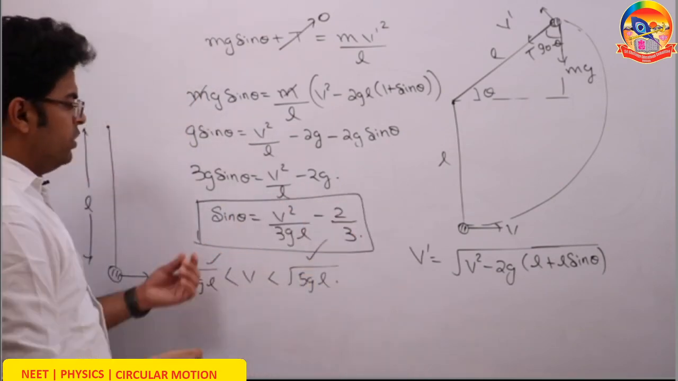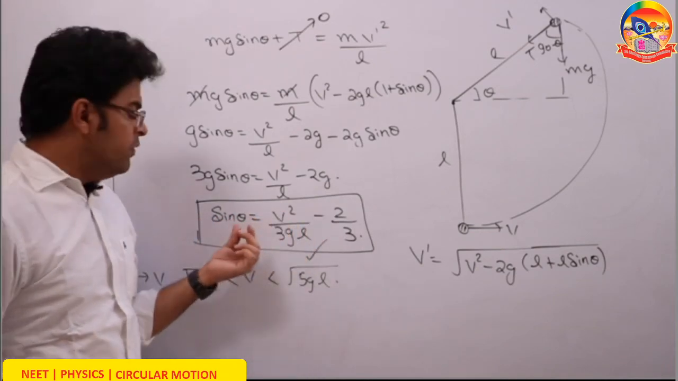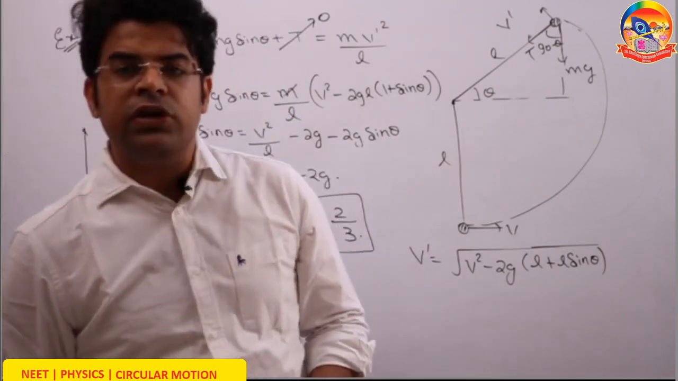Now since you can substitute v and subtract 2 by 3, we will be able to find sin theta. With this, I have concluded vertical circular motion.